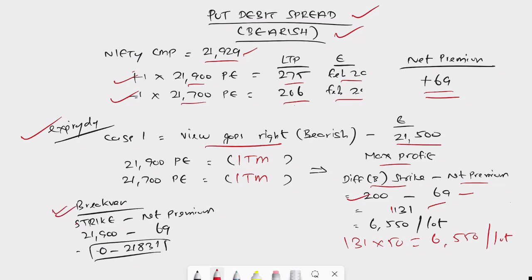Now for calculating the break-even point, we know the formula already, which is the strike price minus the net premium. For call option, it is always strike plus the net premium. For put option, it is always strike price minus the net premium. So in our case, the first strike is 21,900, which is our at the money, minus 69, and the break even is 21,831, which means 0 to 21,831. If Nifty closes below 21,831 till 0, then this spread will give us the maximum profit of 6,550 per lot.